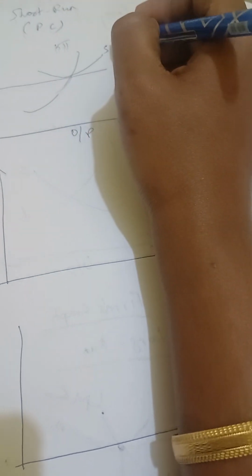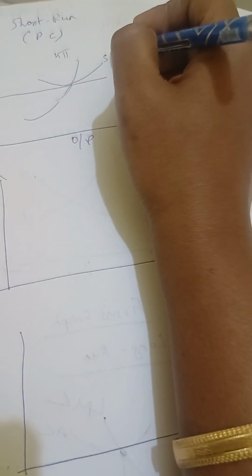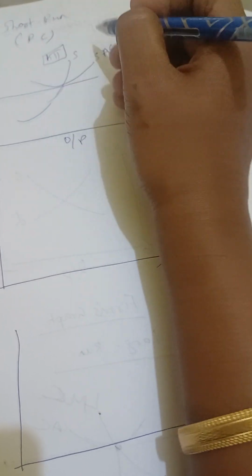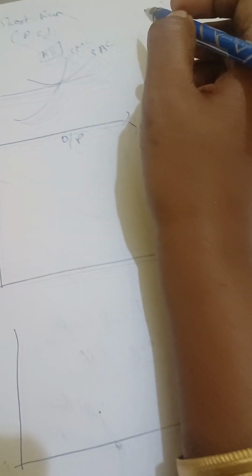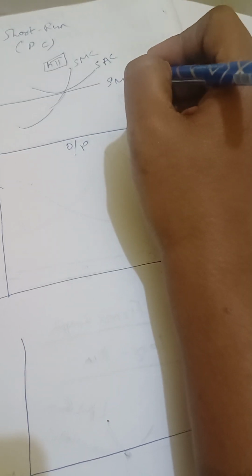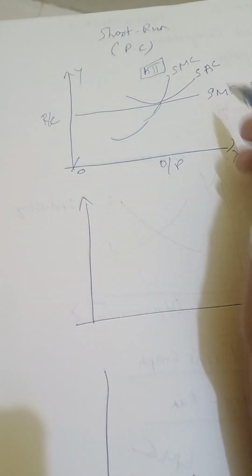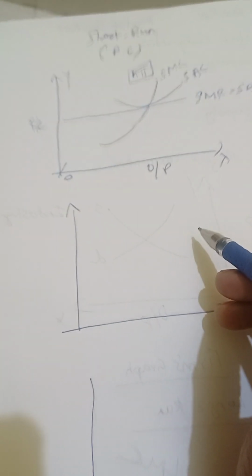So it will be here. So it will be SAC, short run, normal profit. This is the situation of normal profit. SMC, SMR, SAR, short run. So in the short run you will have three situations. So the first situation is normal profits under perfect competition.